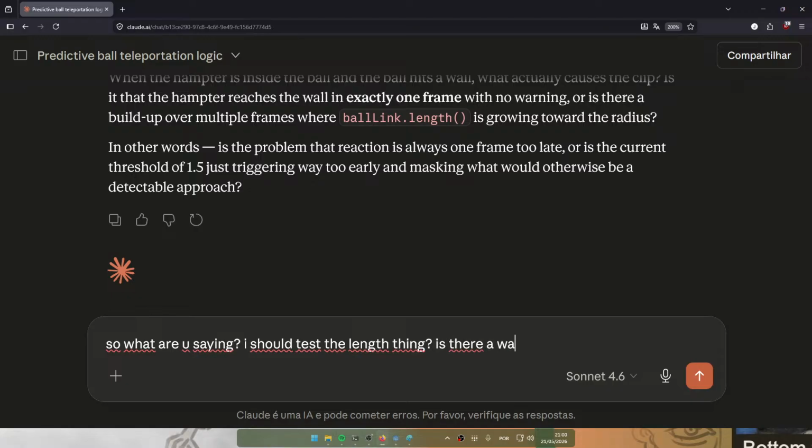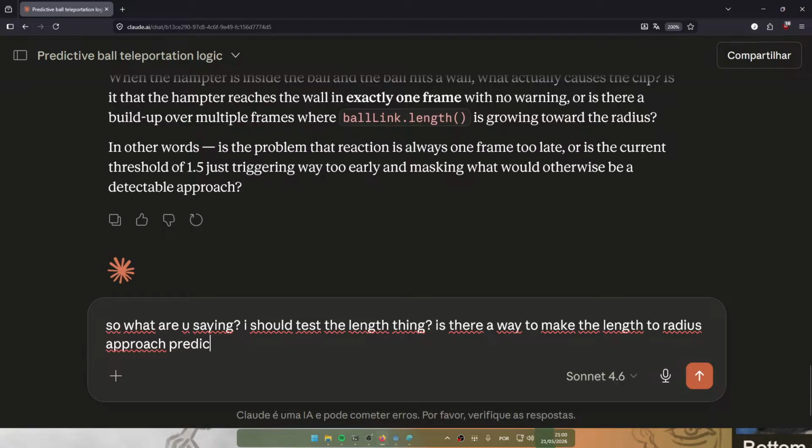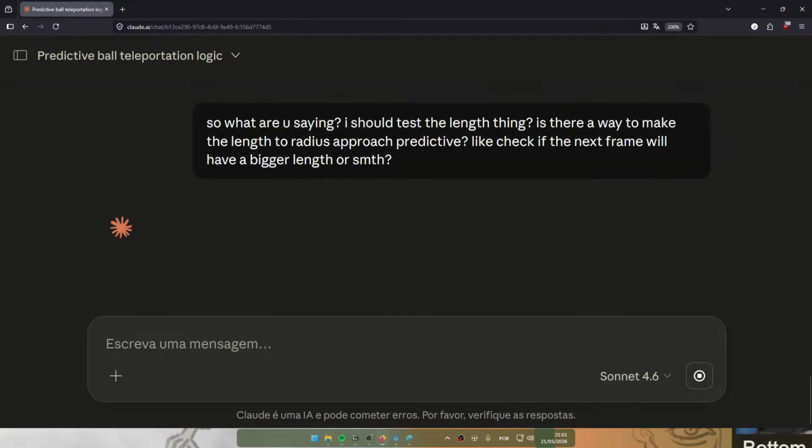Is there a way to make it predictive, like check if the next frame will have a bigger length? Dude, I'm finna get mad, dude.